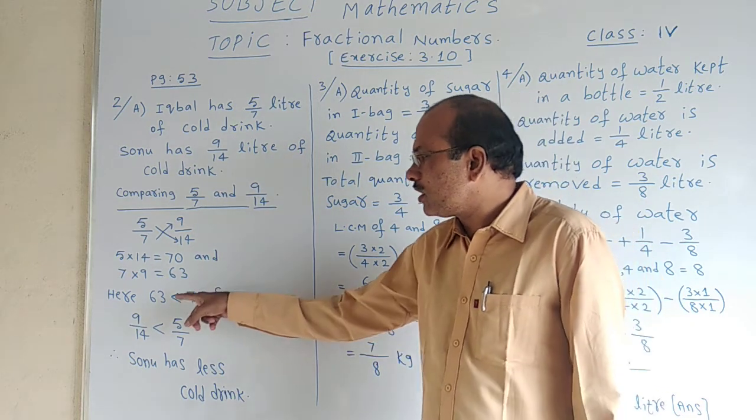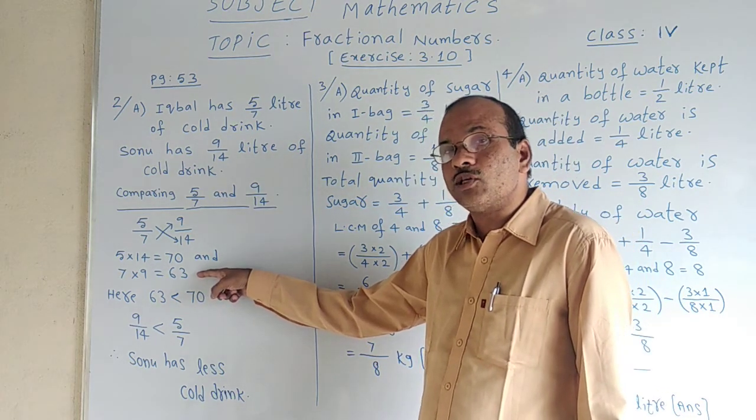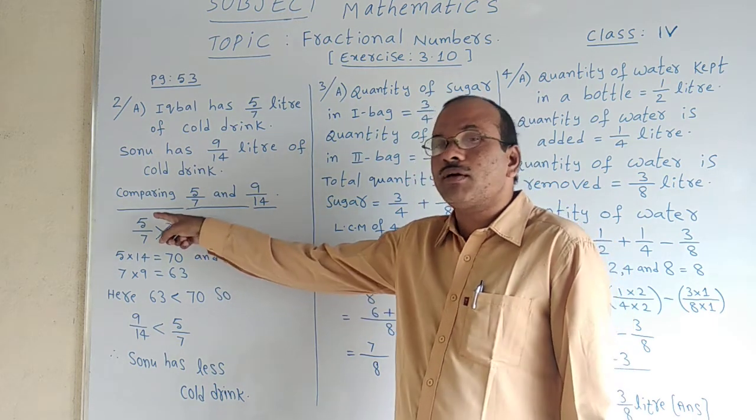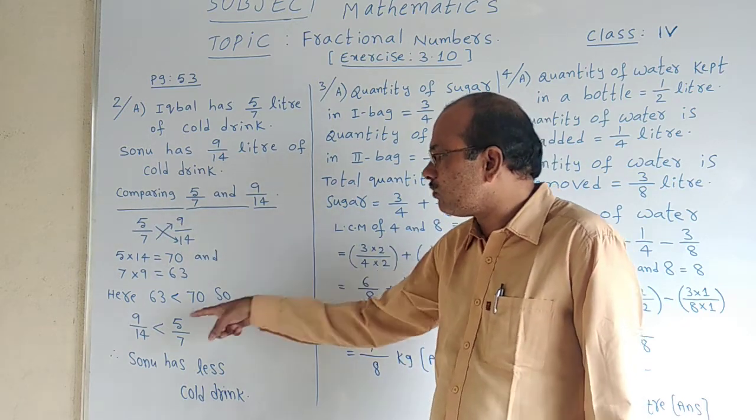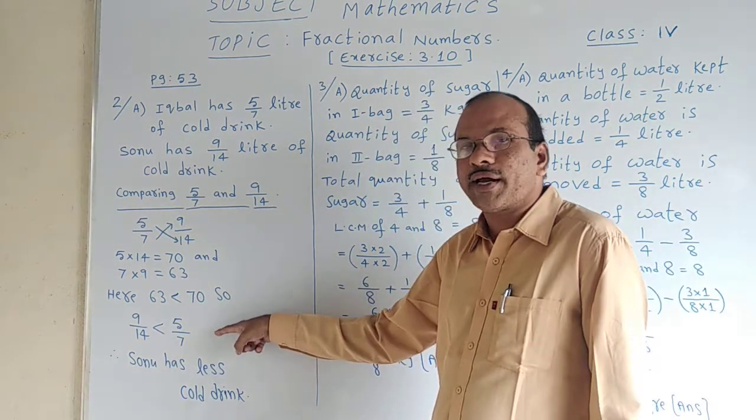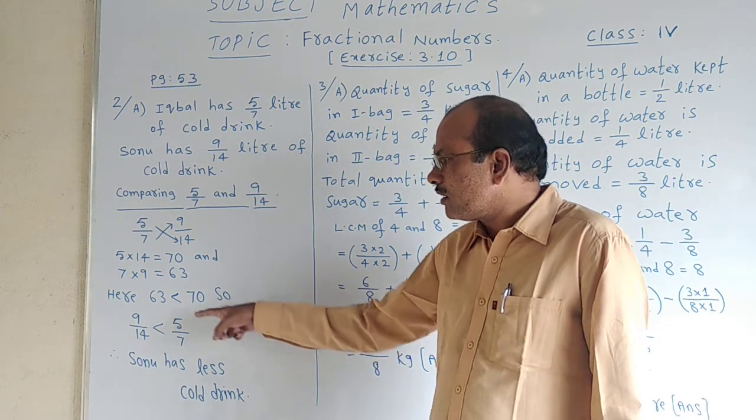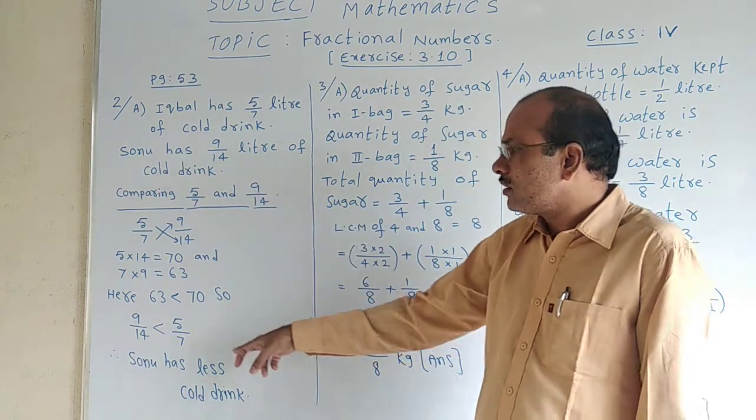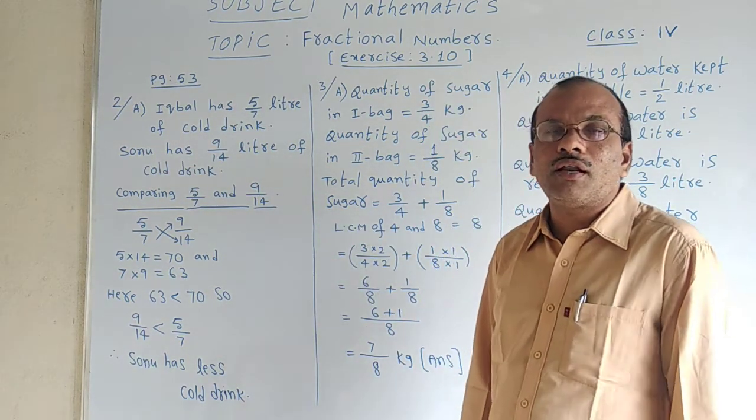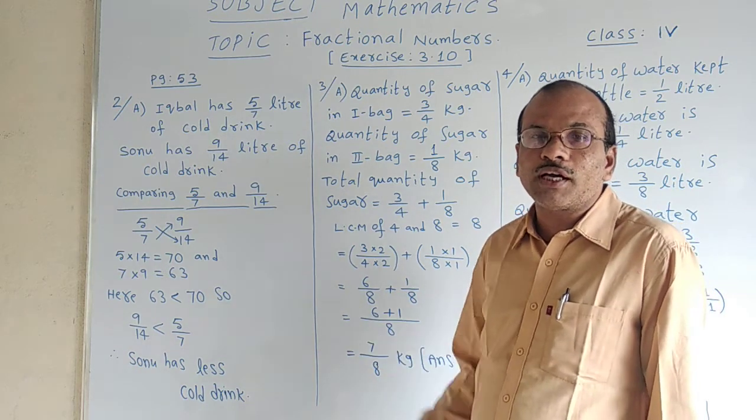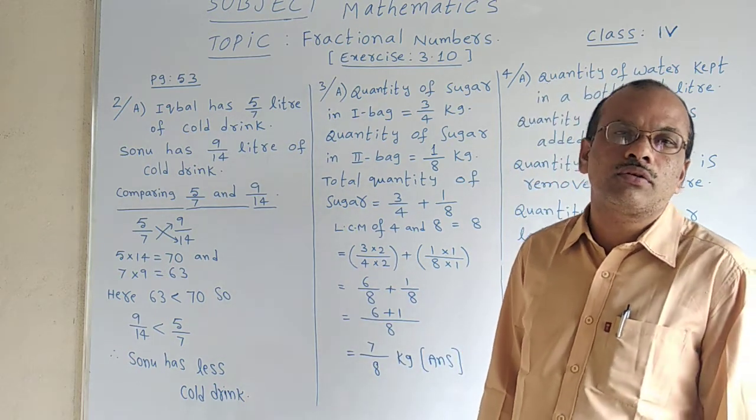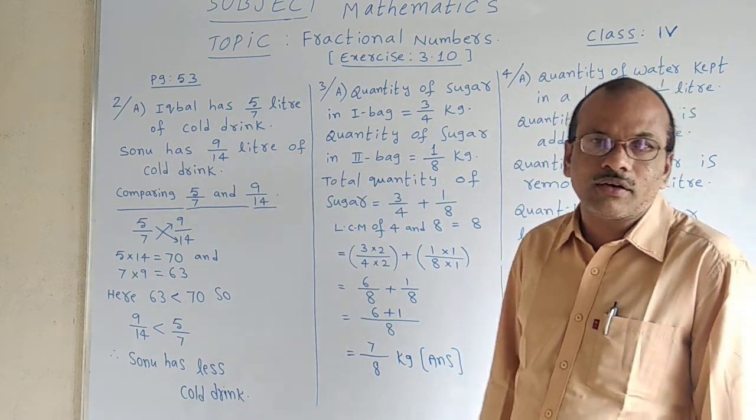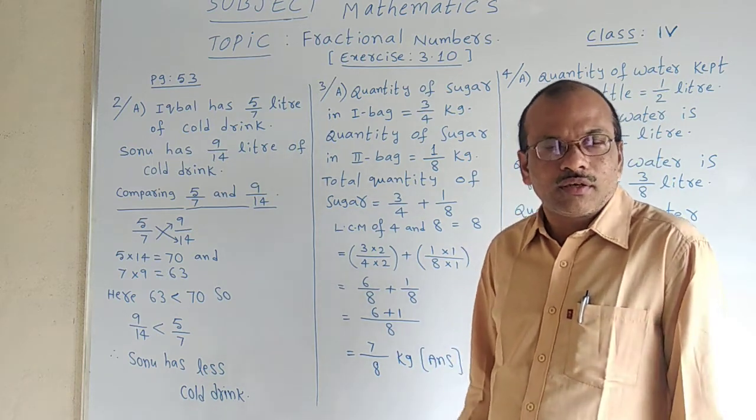So 63 is the second number, which has the lesser value than the other number. Second number means 9/14. First number is 5/7. So now 9/14 is less than the other fraction, 5/7. 9/14 belongs to Sonu, no? Therefore, Sonu has less cold drink. Now between Iqbal and Sonu, who is having less cold drink? Sonu has the lesser quantity of the cold drink. Is it clear, students? Just comparison.